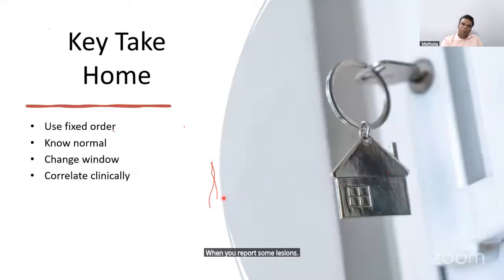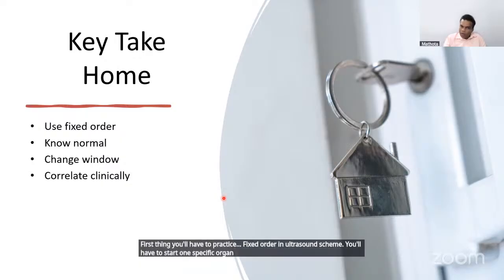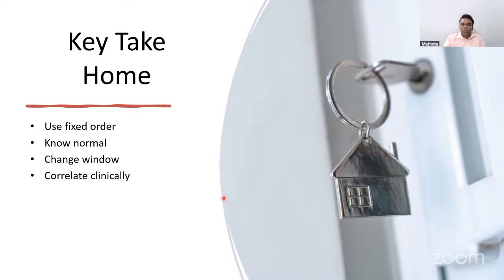These are the key take-home messages. First thing you'll have to practice a fixed order in ultrasound scan. You will have to start with one specific organ. You just start from the liver, then you go around the kidneys, spleen, bladder, like that. Then intestines, major vessels. You should have a fixed order.